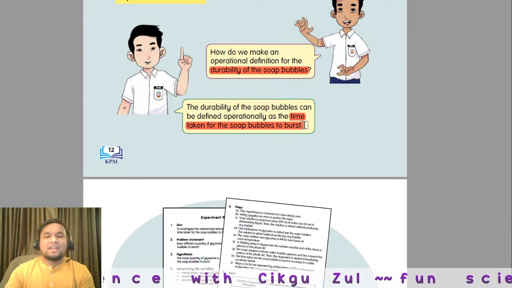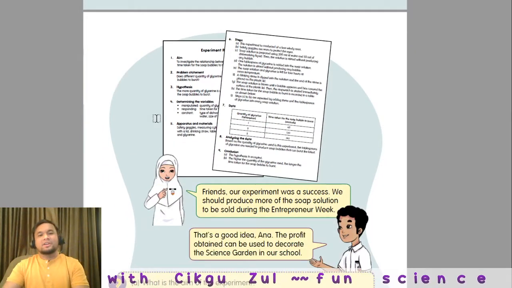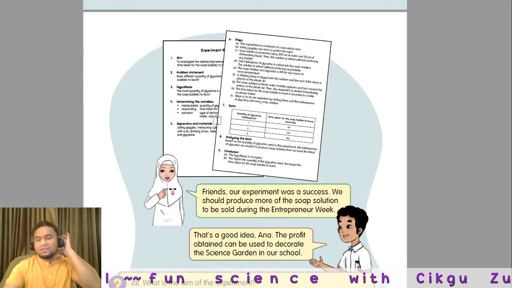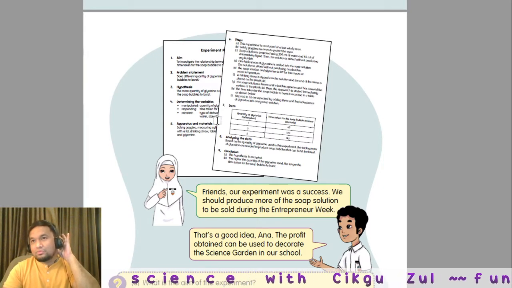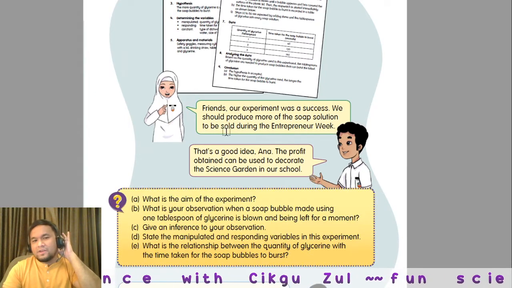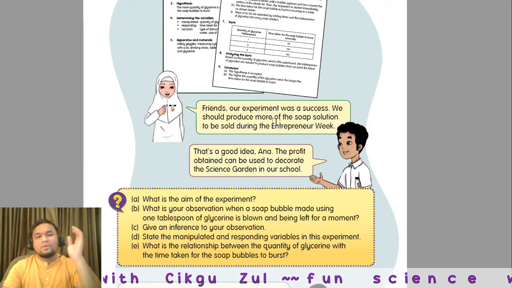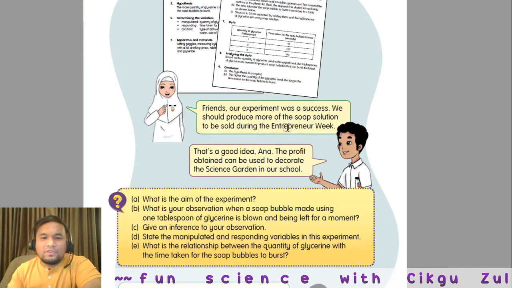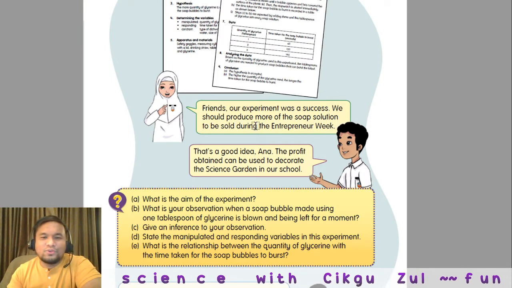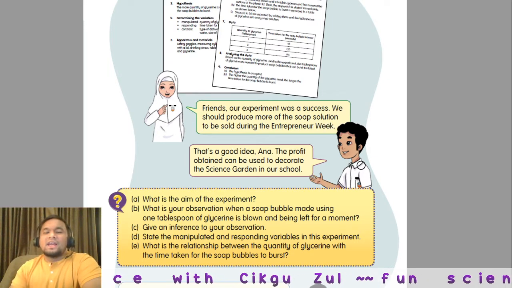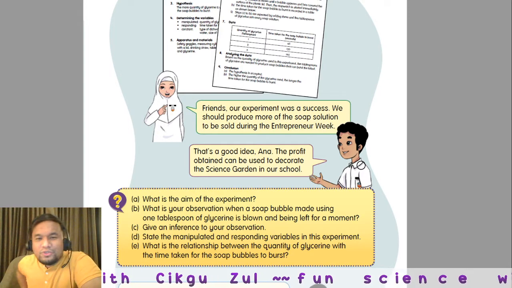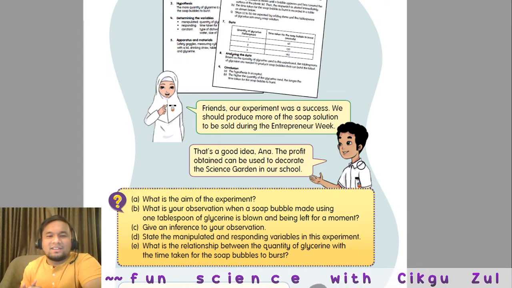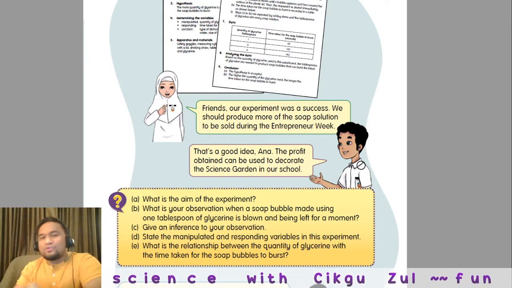Okay, now we are going down. Okay, ni semua ni ialah laporan eksperimen. Biasakan diri kita untuk bekerja dan mesti ada laporan. Okay, so dia kata, friends, our experiment was a success. We should produce more of the soap solution to be sold during the entrepreneur week. Nanti musim minggu keusahawanan, apa kata kita jual soap solution tu.